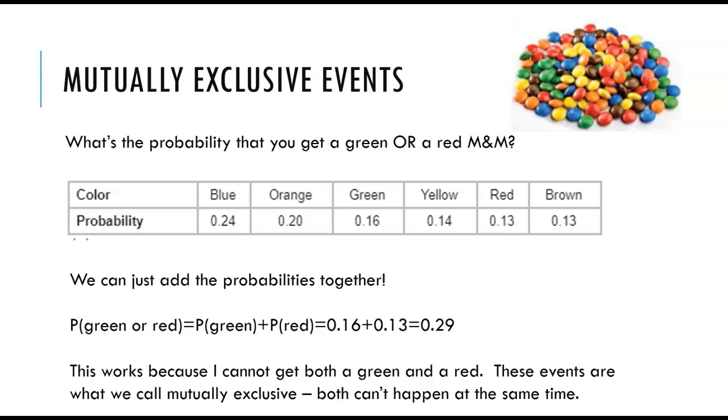However, this rule only works because I cannot get both a green and a red at the same time. If I'm dumping out one M&M into my hand, I'm only going to get one of those colors. These events are what we call mutually exclusive. There isn't an M&M that's both green and red. They can't happen at the same time.